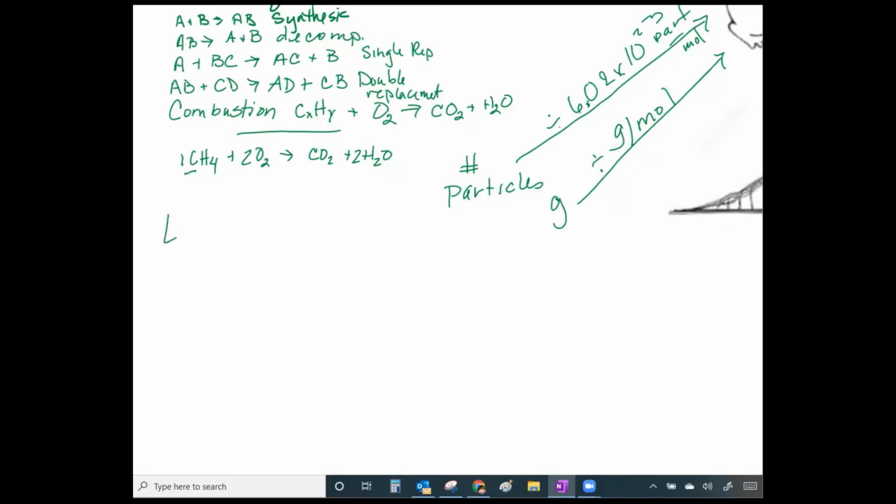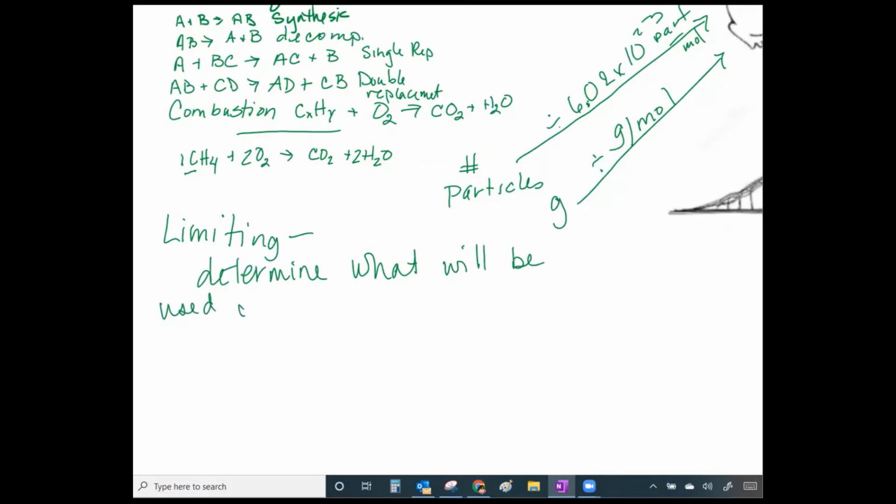All right, let us go on and talk about what you do when you're finding limiting. Limiting means you have to determine what will be used up first. What reactant, I should say. All right, so for limiting, we'll use the same equation.